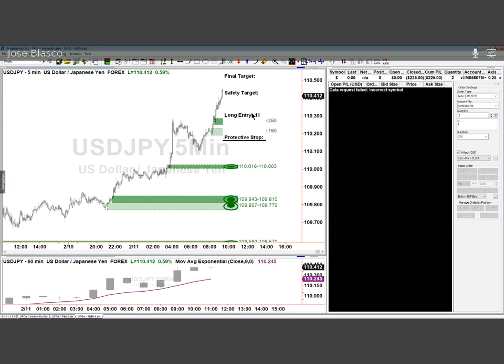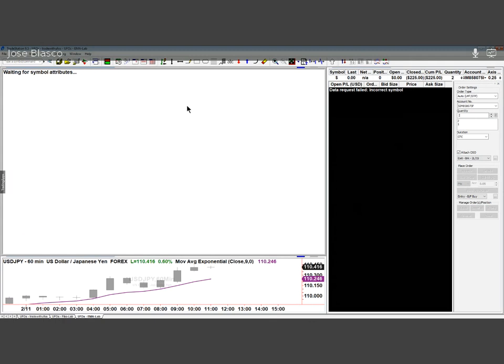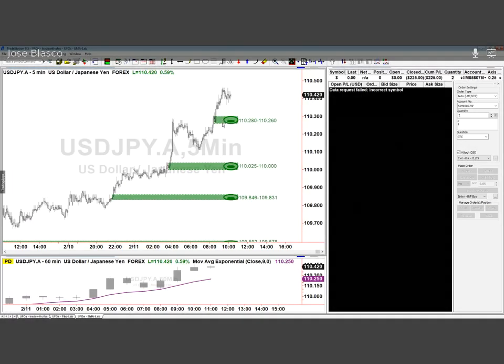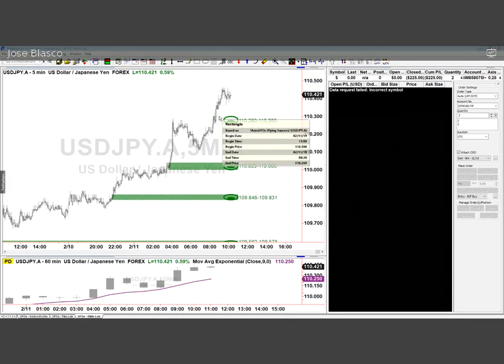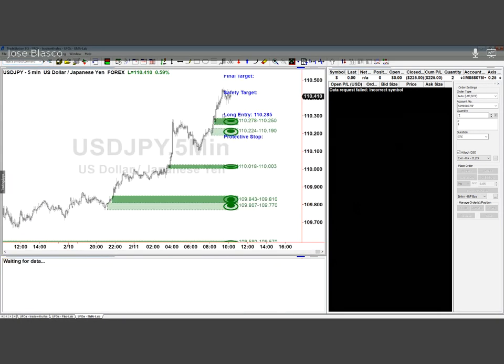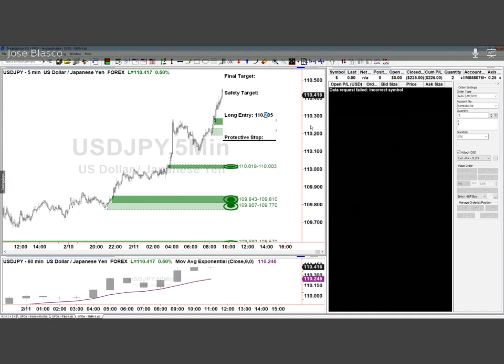Instead of doing that, what I'm going to do is change this to the US dollar Japanese yen .A chart, which is the ask. Okay, and I'm going to look at this top value of the box, which is 110.30. I guess you can see that it's 0.30. Okay, so I'm going to go back to USD Japanese yen. But now I know that my entry will not be 28.5, it will be 30, because I need to buy at the ask. This is a little tip, something you need to do just because it's Forex. And then of course the stop is 19.